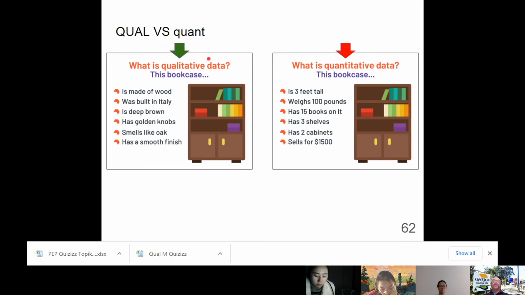So these are the differences between qualitative data and quantitative data. If you have any questions, you can just unmute and ask. Okay, now we go to the next one, the next example.